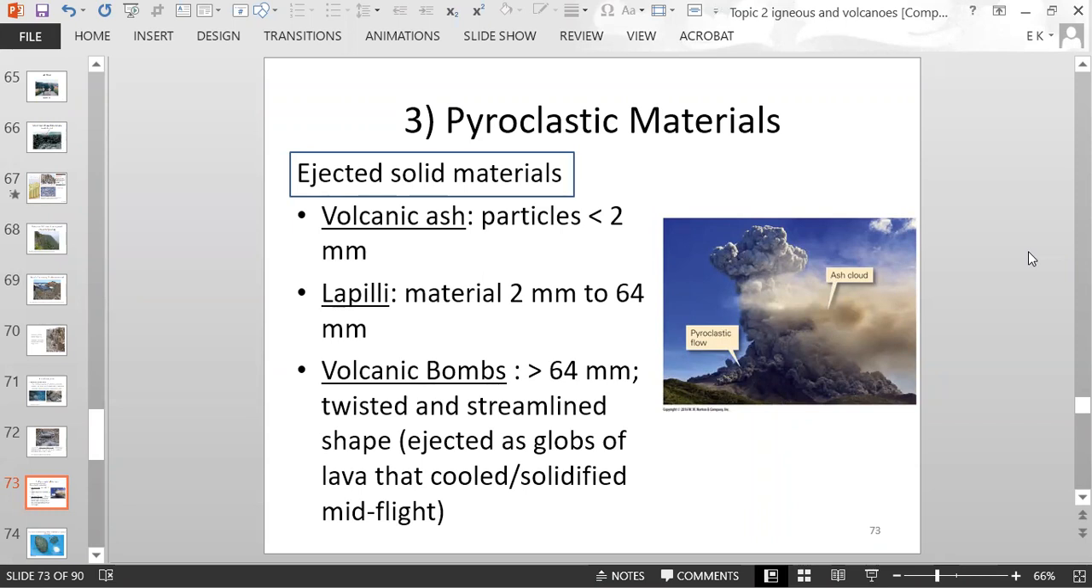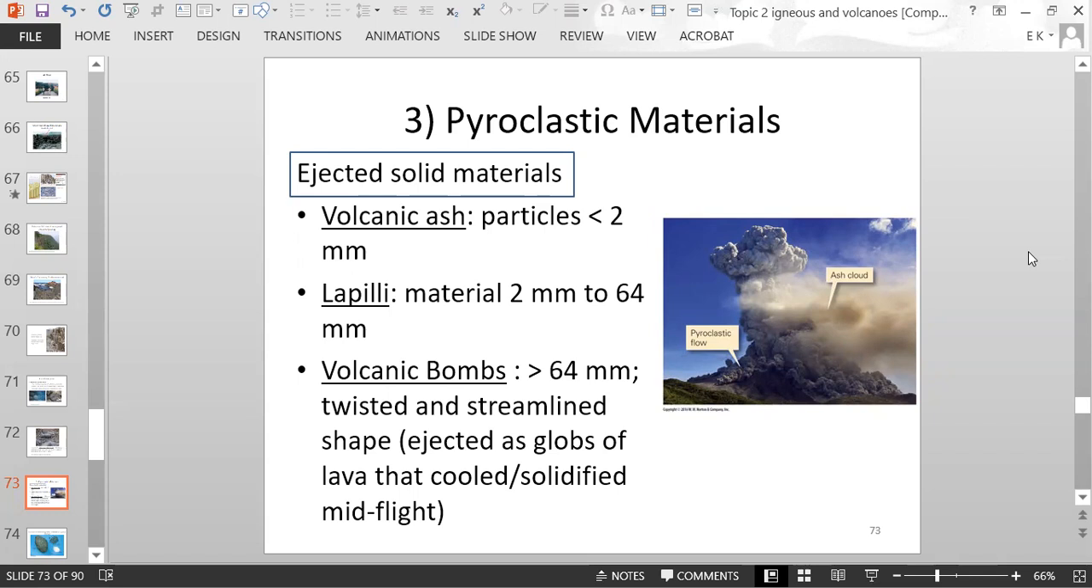Okay, so the third type of material that could come out of a volcano, on that list of 3 types of materials, was pyroclastic materials. So pyroclastic materials are ejected solid materials, including volcanic ash, which is particles less than 2 millimeters, lapilli, which is material 2 millimeters to 64 millimeters, and volcanic bombs, which are greater than 64 millimeters. Now keep in mind, 64 millimeters is 6.4 centimeters.